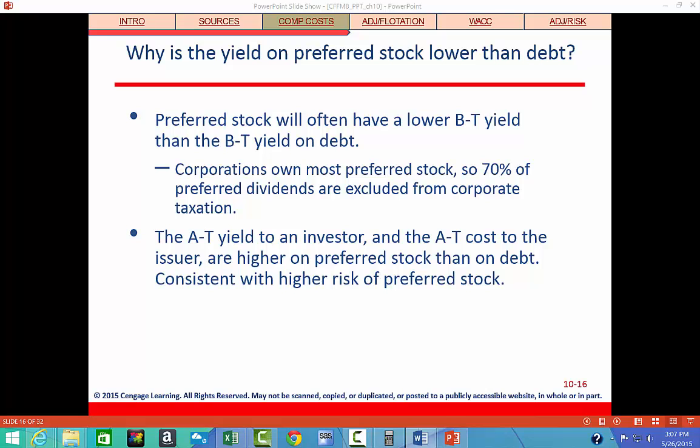So preferred often has a lower before-tax yield than the before-tax yield on debt issued by the same company. But the one thing to note is that the after-tax yield to a corporate investor and the after-tax cost to the issuer are higher on preferred stock than on debt.